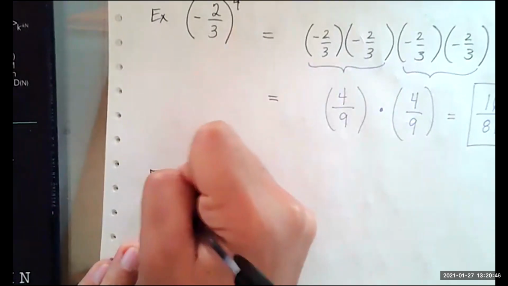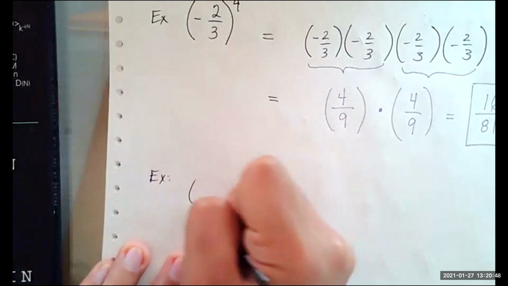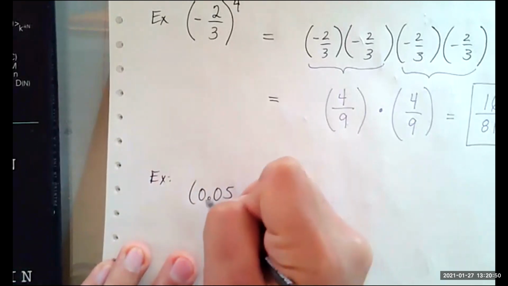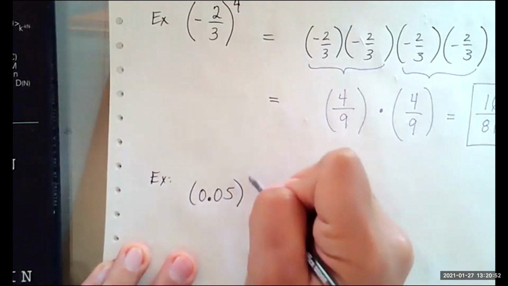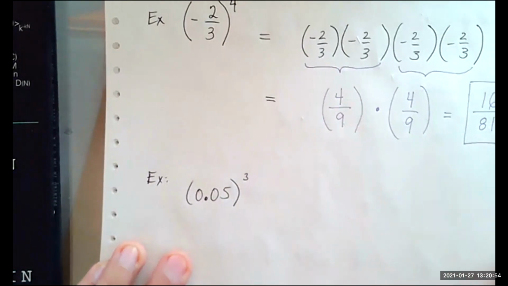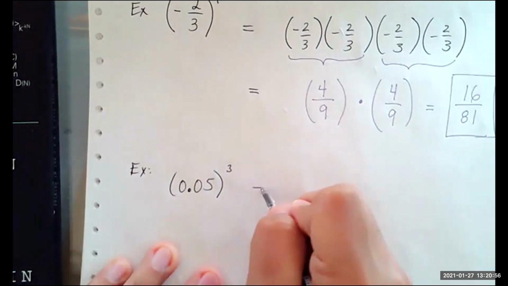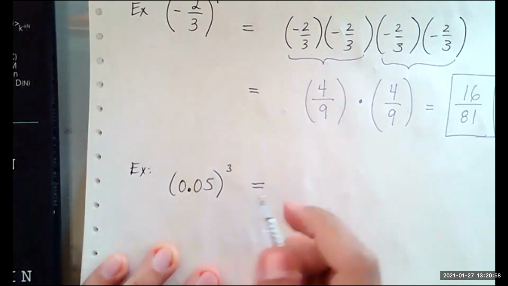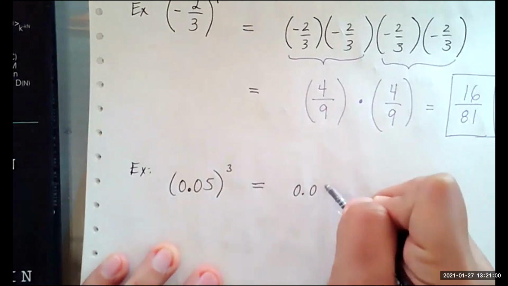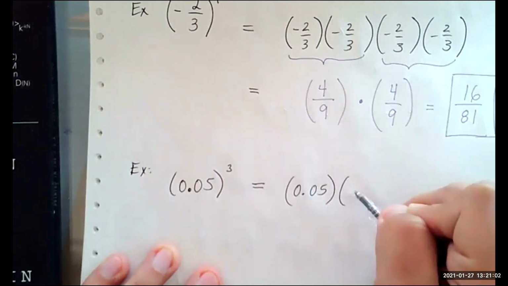This also works for decimal numbers. So if I had, for instance, 0.05 raised to the third power, I really honestly don't like messing with decimals, but 0.05, we're going to do 3 copies of that.